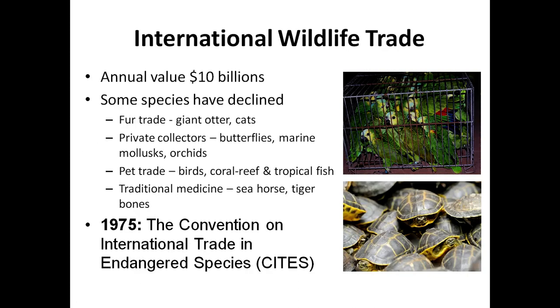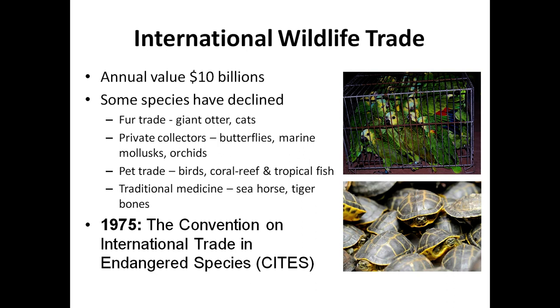Another new trend is international wildlife trade. Some species have significantly declined mainly because of wildlife trade, such as some large cats. And also in some countries, rich people like to have private collections, so people harvest things from the tropics and export them, like marine mollusks, orchids, butterflies. And pet trade is another big one, especially for birds.